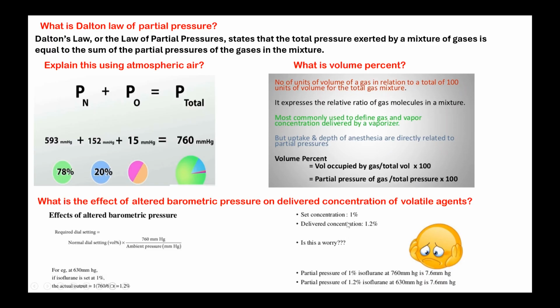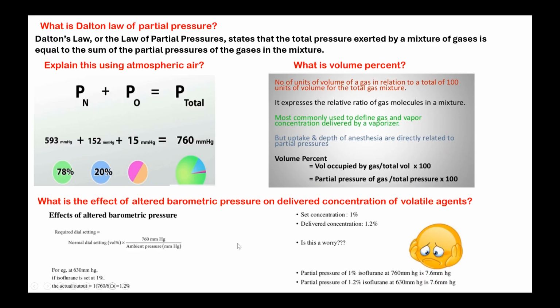So you set a concentration of 1%, but at a lower atmospheric pressure at high altitude, the delivered concentration becomes 1.2%. But if you calculate the partial pressure, 1% at sea level is 7.6, and 1.2% at 630 millimeters is also 7.6. So the partial pressure will remain the same, but the delivered concentration will be higher.